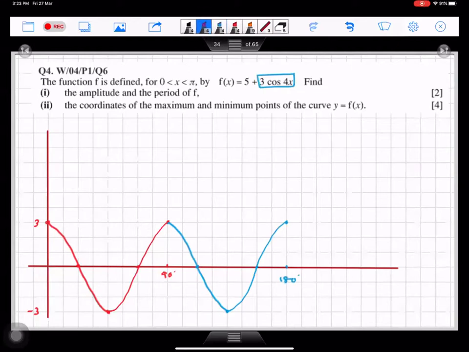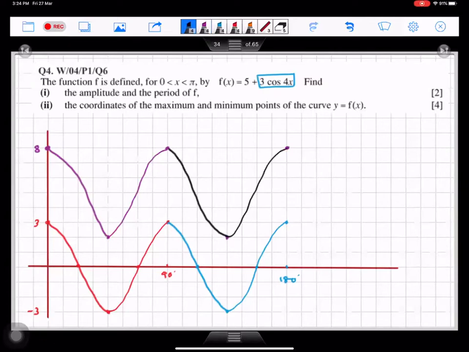Now, what is left? Add 5 to each one of them. So 3, 4, 5, 6, 7, 8. This goes here, so this is 8. This one will be here, this one here, and this one here. And the minus 3 becomes a 2. I think that's it. So now the graph is something like this, and like this. So the purple and the black, that is the final graph.